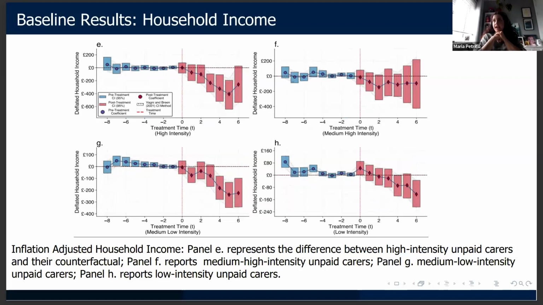We then analyze household income. Let's focus on, again, panel E. And as you can see, we have a decrease of £100 and £324 per month in the second and fourth year for high intensity carers. Now, let's always focus on panel E. The very first bars, in year 1 and 2, touch the zero.